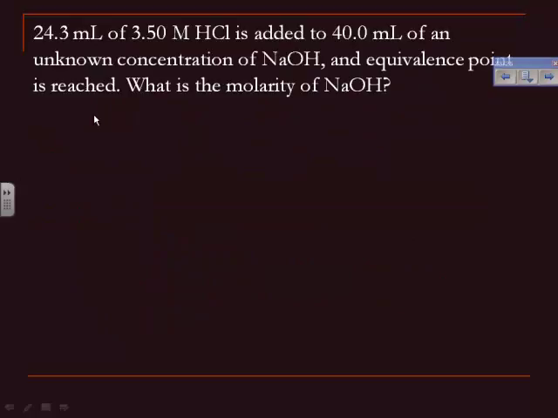Next question, 24.3 milliliters of 3.5 molar HCl is added to 40 milliliters of unknown concentration NaOH. The equivalence point is reached, so it's been titrated. There's an equal concentration of acid to base. What is the molarity of NaOH? So start with the balanced equation. HCl plus NaOH forms NaCl plus H2O.